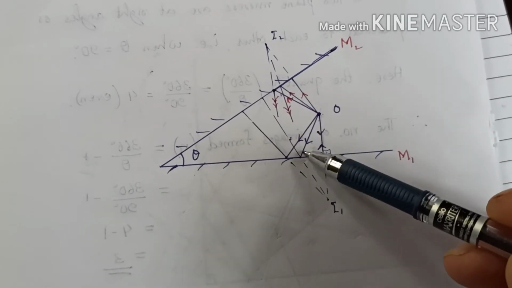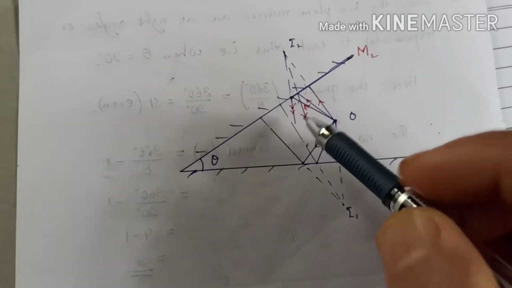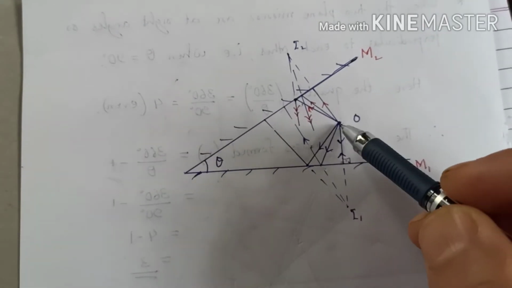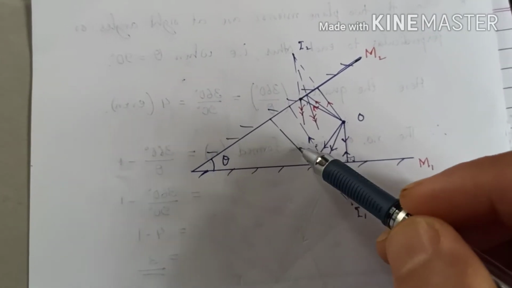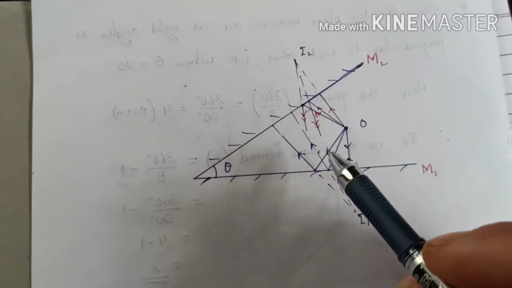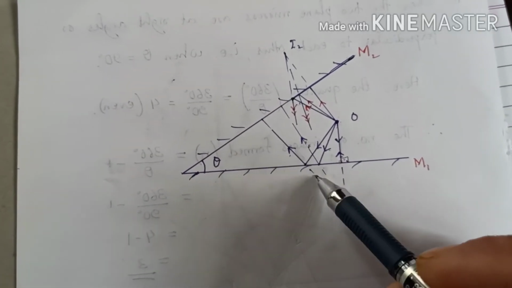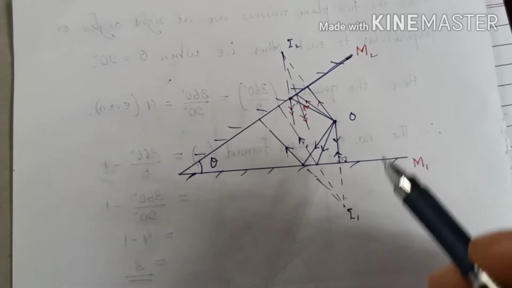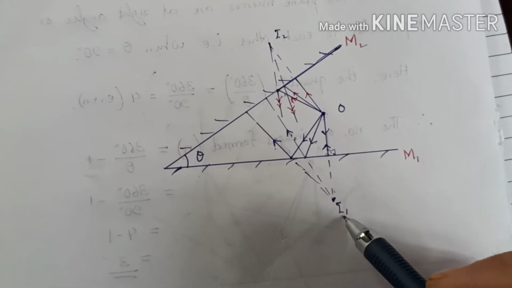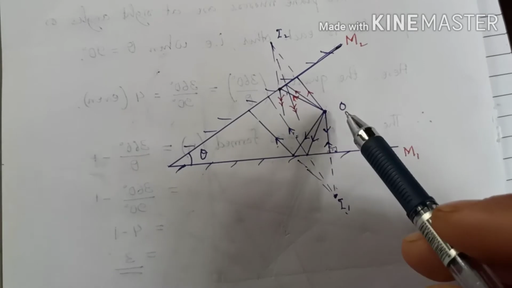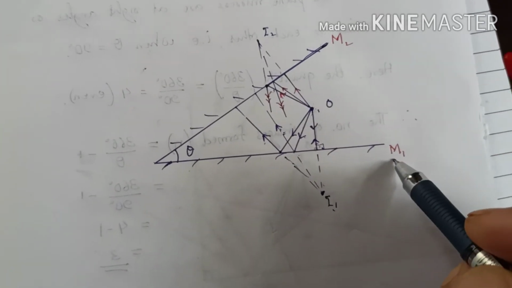Another ray of light is incident like this. After reflection, it goes along this path. Another ray of light is incident like this. After reflection, it goes along this path. If these three reflected rays are produced backward, then they appear to meet at the point I1. So I1 is the virtual image of the point object O formed by the mirror M1.